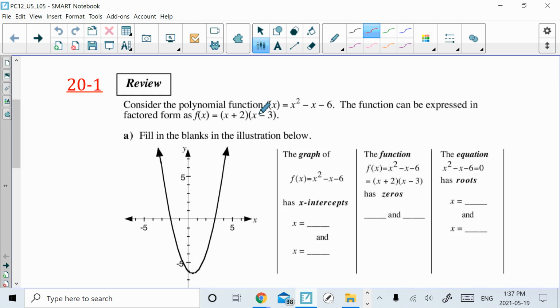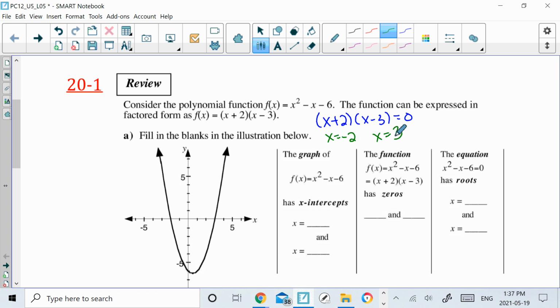The reason why we factor in 20-1 is because once we have it in factored form, we can get the zeros or the x-intercepts of our graph. So based on these factors, if I want to find what the zeros are, I set each factor equal to 0, and then I solve for each factor. So x plus 2, if that was set equal to 0, x is equal to -2. If you set this one equal to 0 and solve, x would be 3.